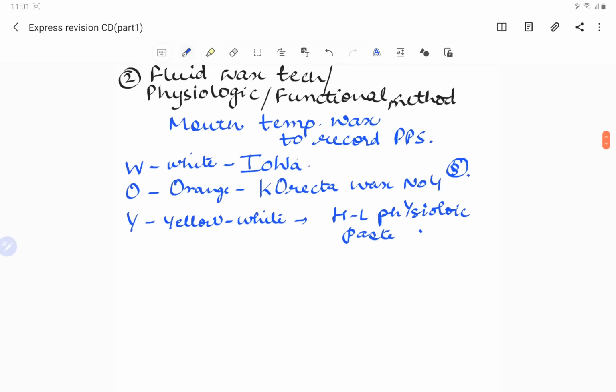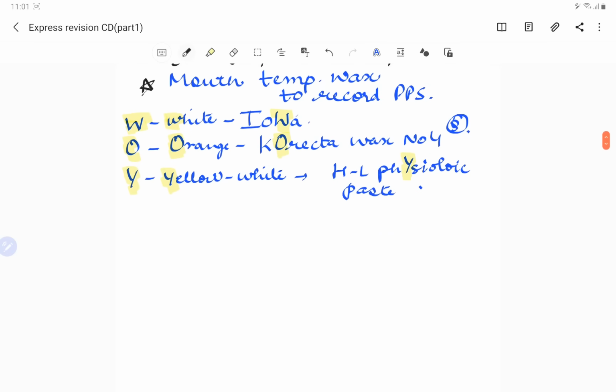Okay, so fluid wax technique, in the PPS area we are going to put the wax, the mouth temperature waxes, which will be flowable at the room temperature, but they are going to set inside the mouth. So you can remember W, Iowa white, O orange, correcta orange, yellow, and then physiologic paste. So these all three are the mouth temperature waxes which are very important, which can be asked in the exam.